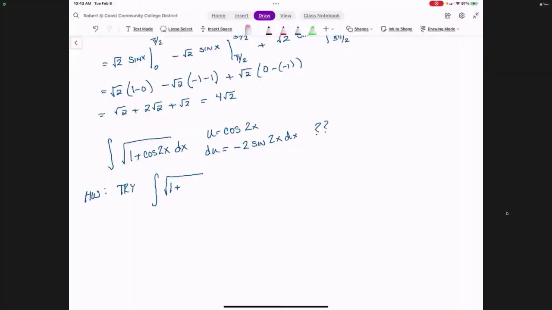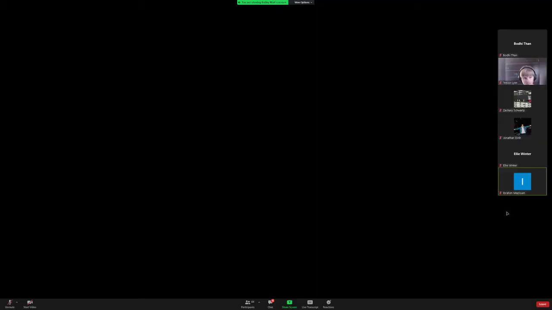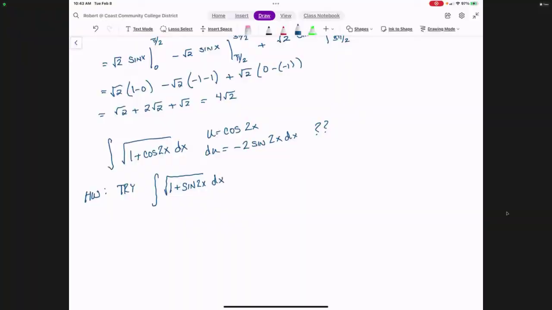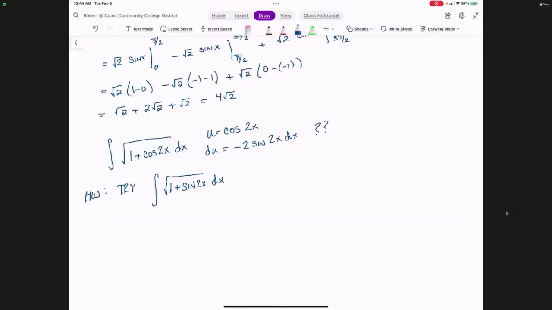Okay, now try this one. See what you can come up with. Very similar to that one we just did. And if you want, you can go 0 to 2 pi or whatever. I'll give that one a go.